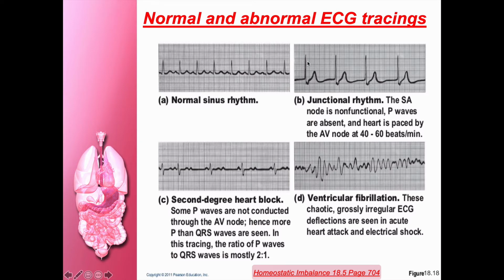Okay, here you see 1, 2, 3, 4, 5, 6. So 300 divided by 6, 50. So the heartbeat is 50 beats per minute. Okay, that is bradycardia. What is the normal heartbeat?